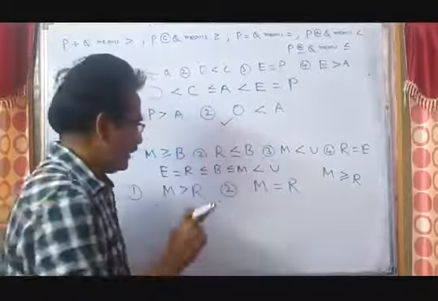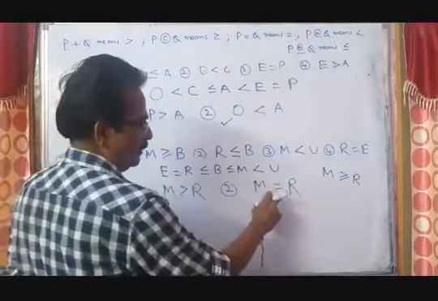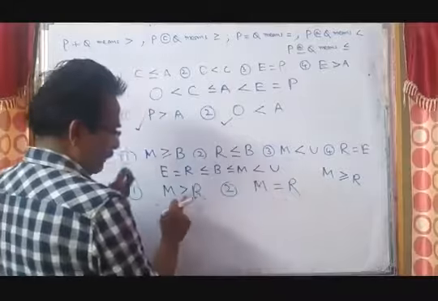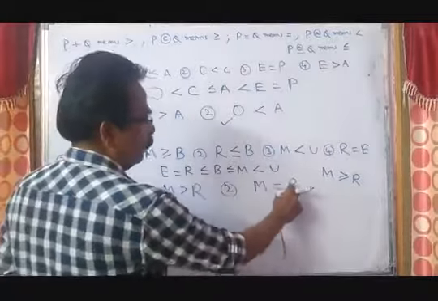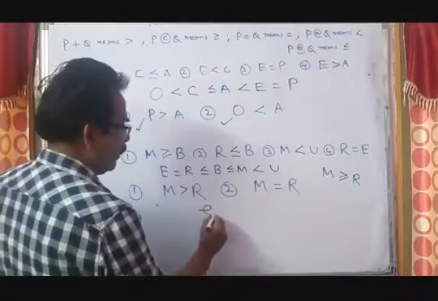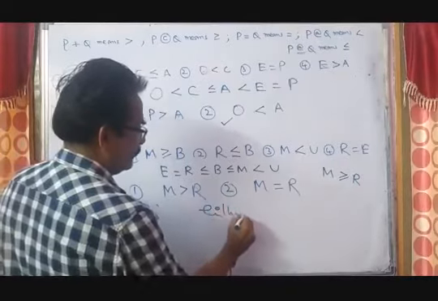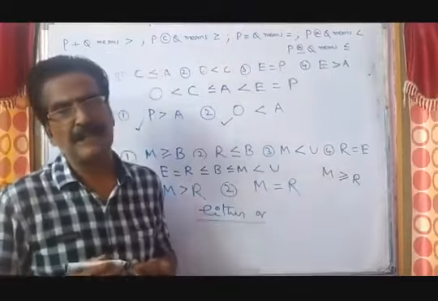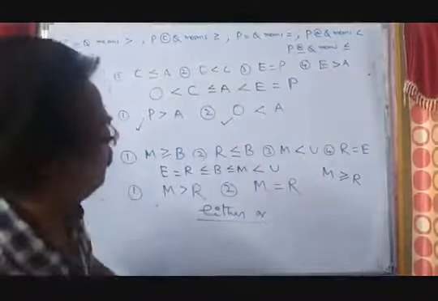Either this or this. M greater than or equal to R. So in this case, your option is either or. You have to select this option. Okay friends, now let us see one more problem here.